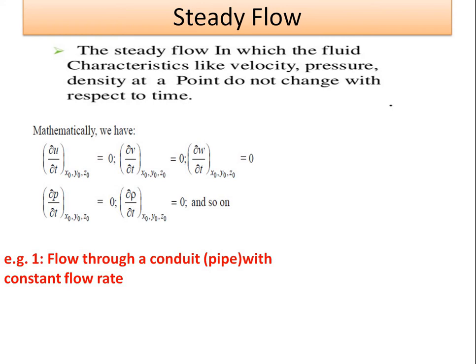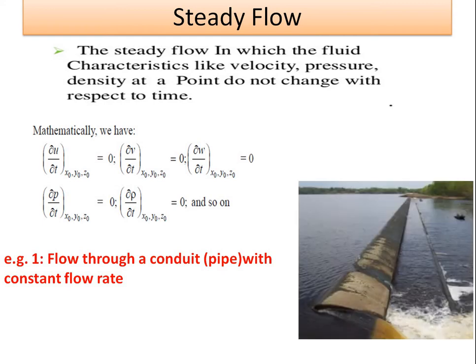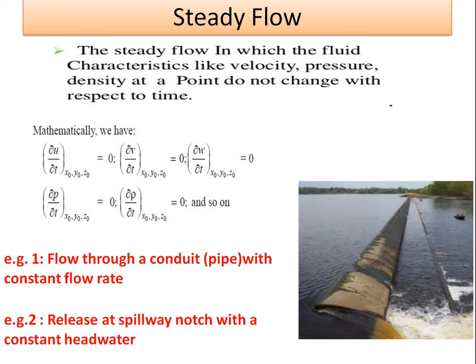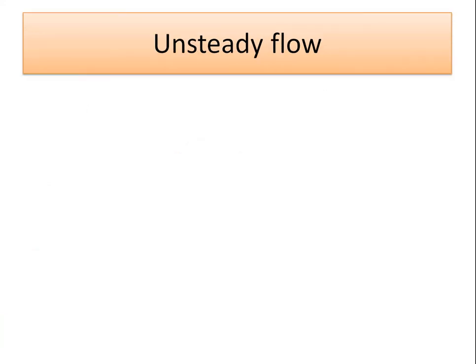For example, flow through a conduit or pipe with constant flow rate. Here there is no change in velocity, pressure or density of the fluid. It flows in a straight direction. The second example is release at a spillway notch with constant head of water. Here this is the spillway, here this is the notch, and if the flow is continuously flowing outside through the notch, then again this is an example of steady state flow.